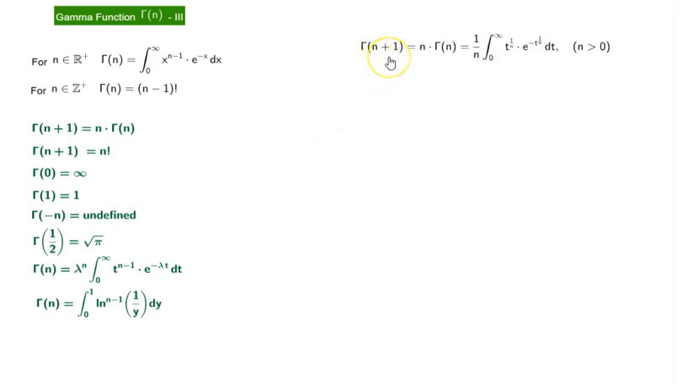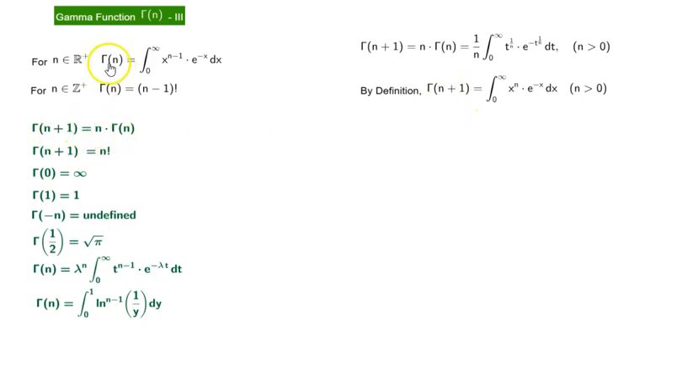Gamma of n plus 1 is equal to n times gamma of n, which we have already seen, which is in turn equal to 1 by n times the integral from 0 to infinity of t to the power of 1 by n times e to the power of minus t to the power of 1 by n dt, where n is greater than 0. Again, we start with the definition. By definition, gamma of n plus 1.